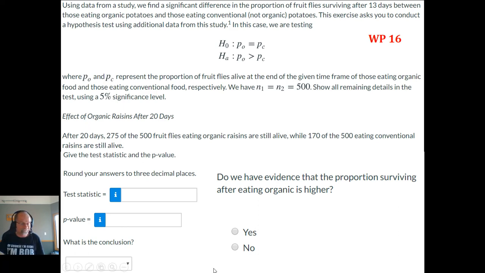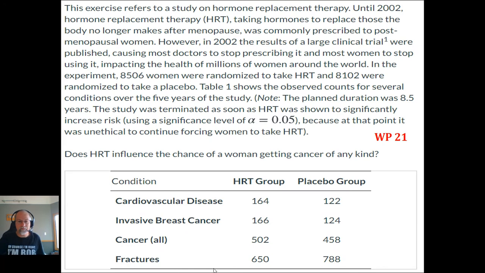Gonna do the last one. This exercise refers to a study of hormone replacement therapy. In 2002, hormone replacement, HRT, taking hormones to replace those bodies no longer making after menopause, was commonly prescribed to postmenopausal women. However, in 2002, the results of a large clinical trial were published, causing most doctors to stop prescribing it and most women to stop using it, impacting the health of millions of women around the world.